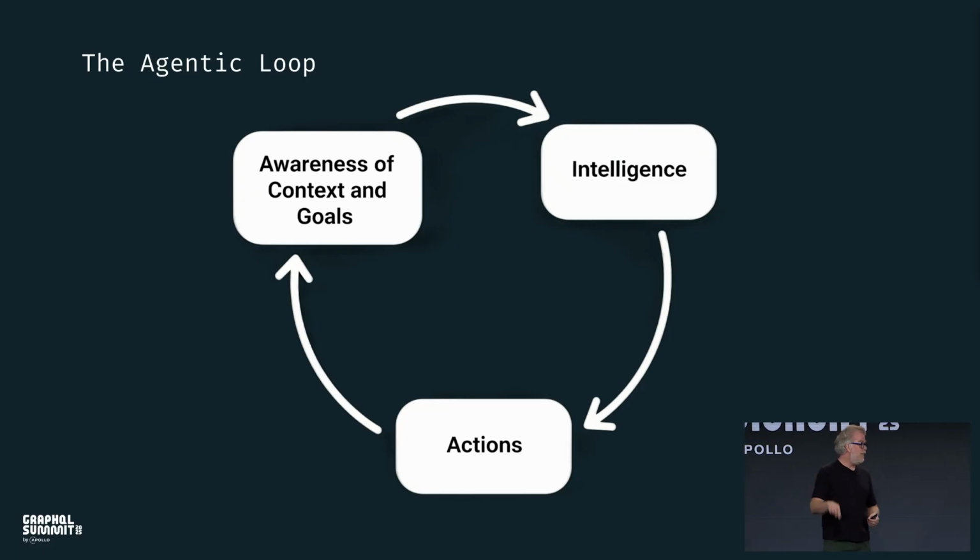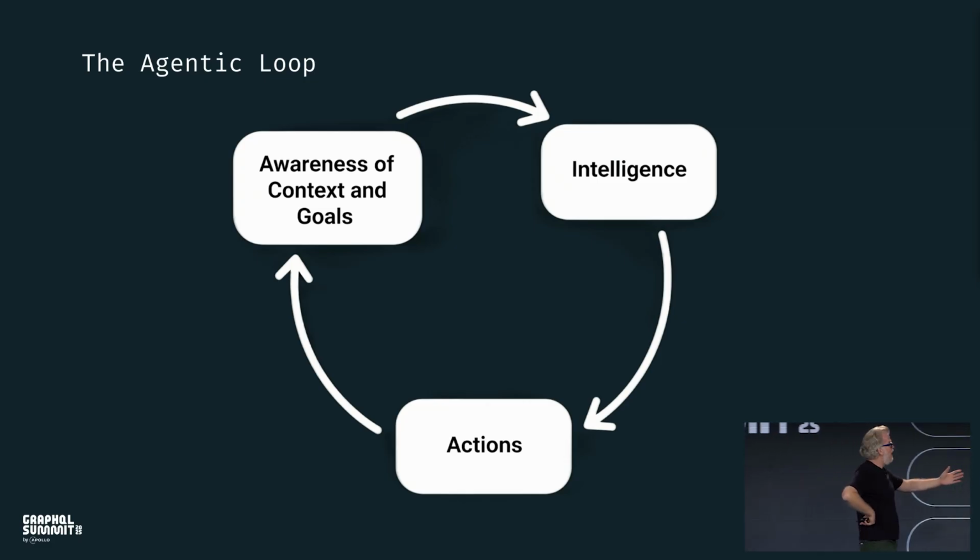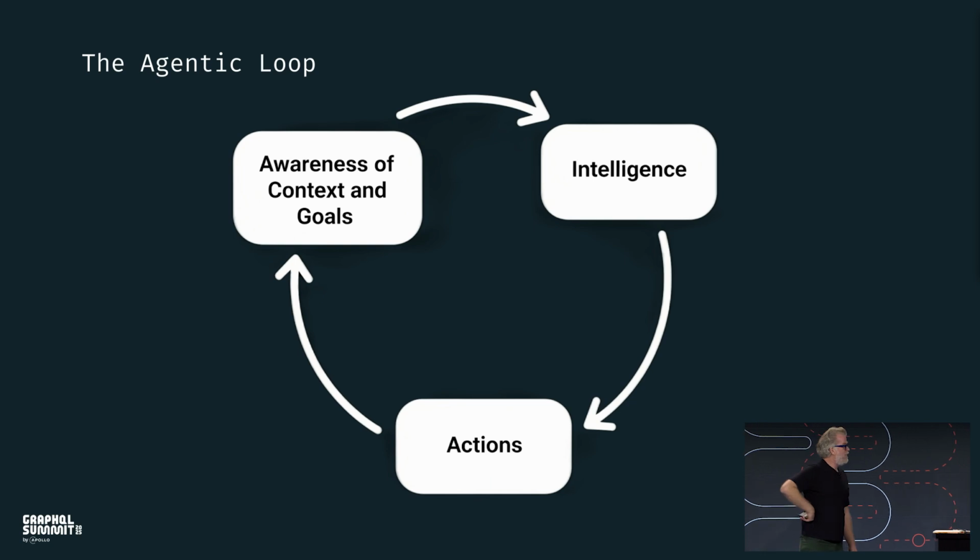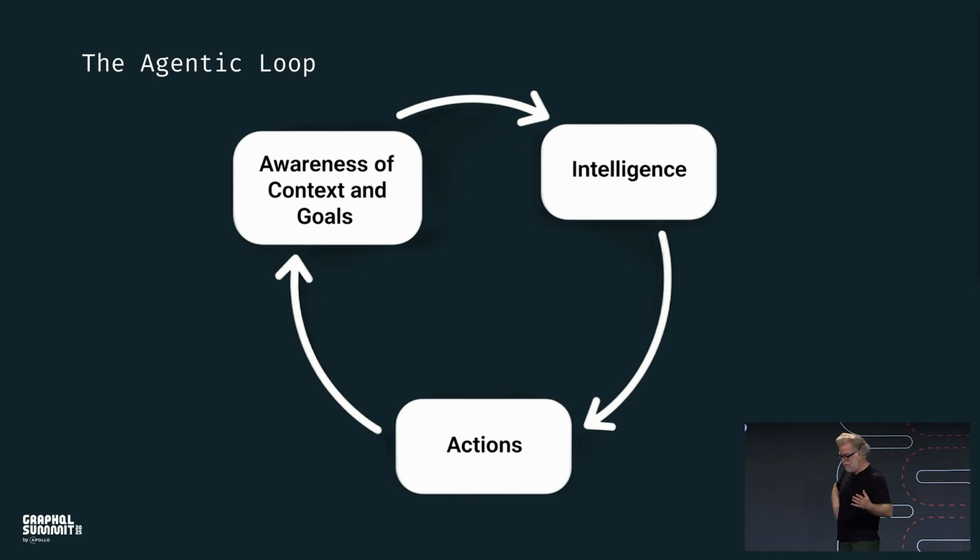And this idea of going from an awareness of context and goals, applying some intelligence, and taking some action, that's the agentic loop. Okay? By the way, my first job in Chicago was as an administrative assistant, and this was my loop. This is a loop for human agents as well. Some awareness of your context and goals, apply intelligence to it, and take some actions.